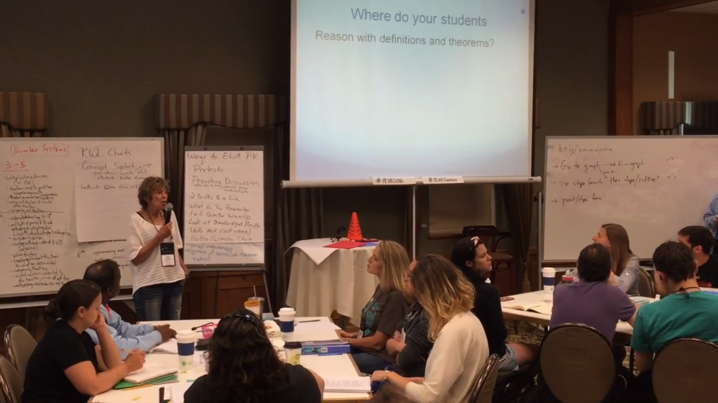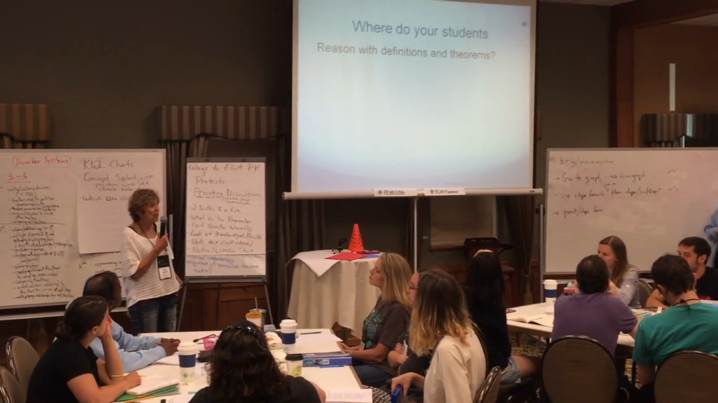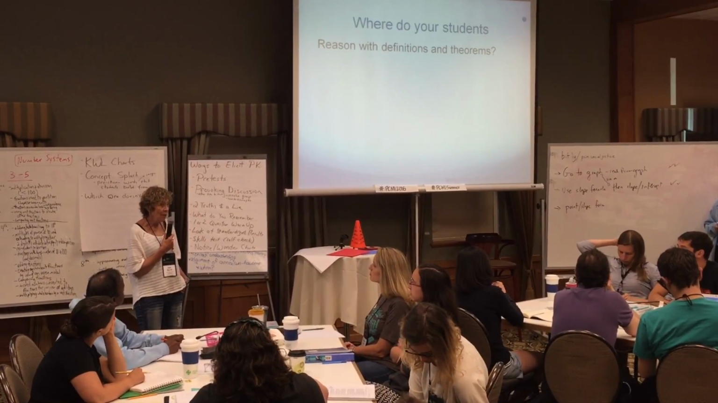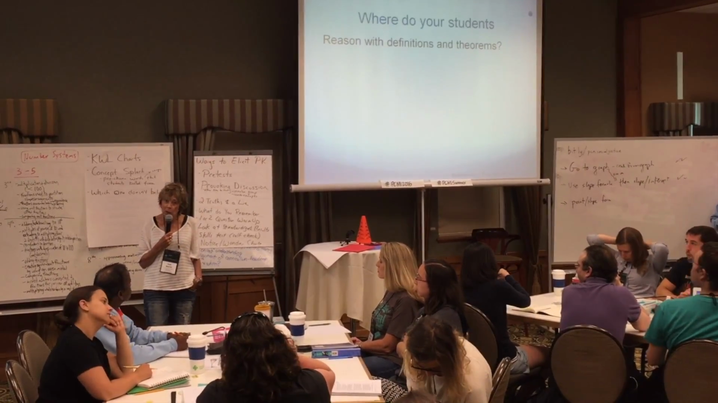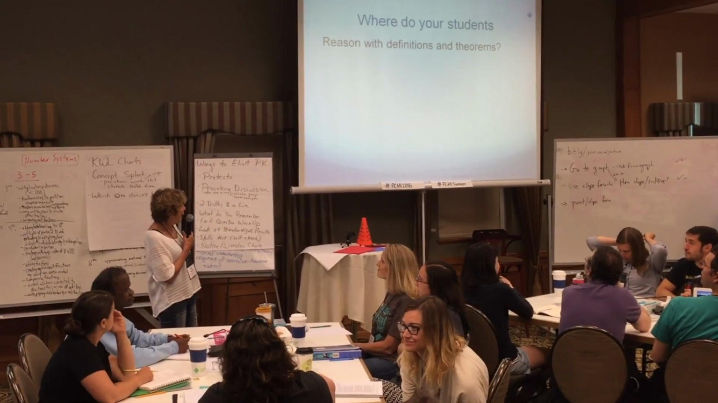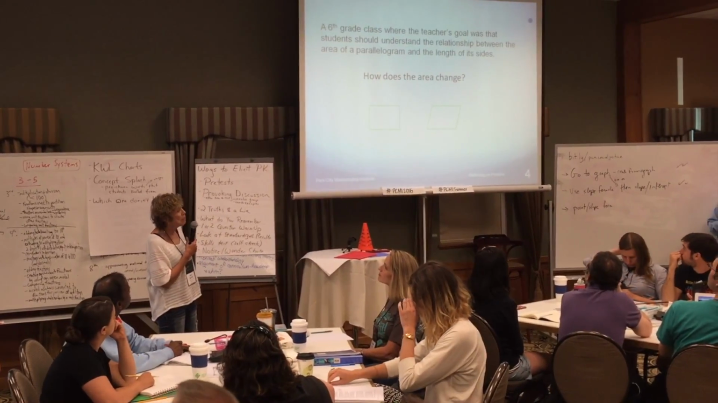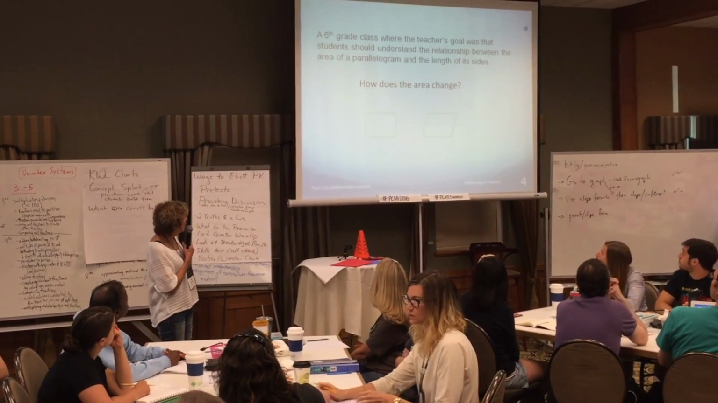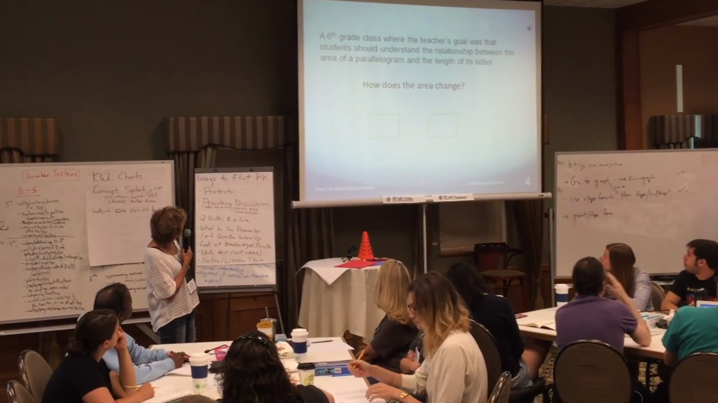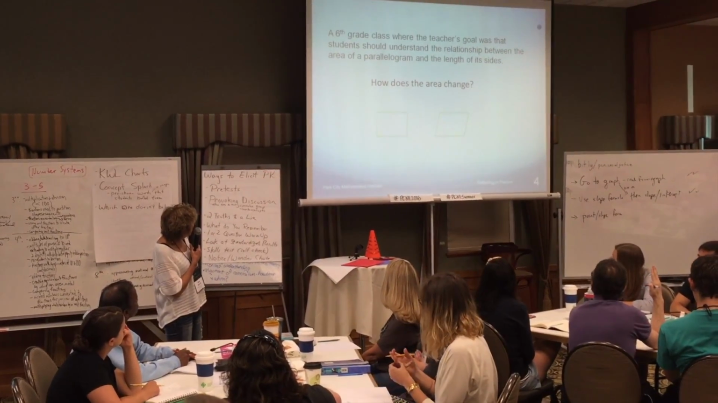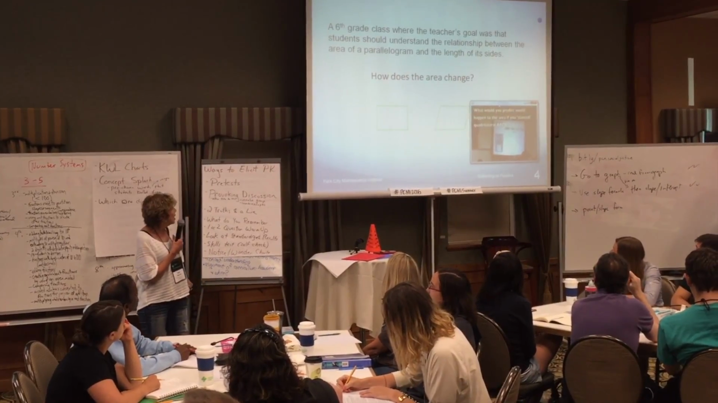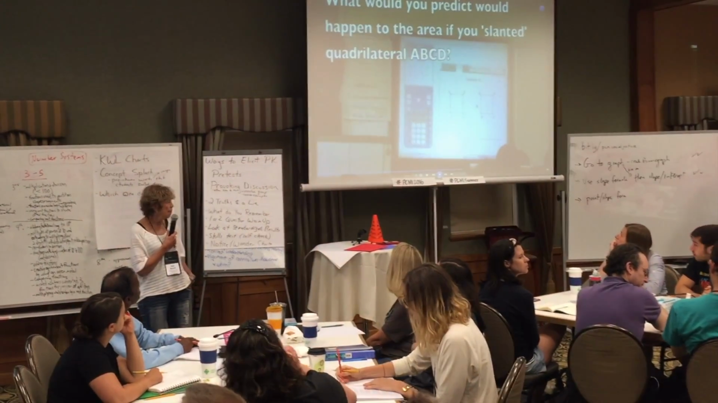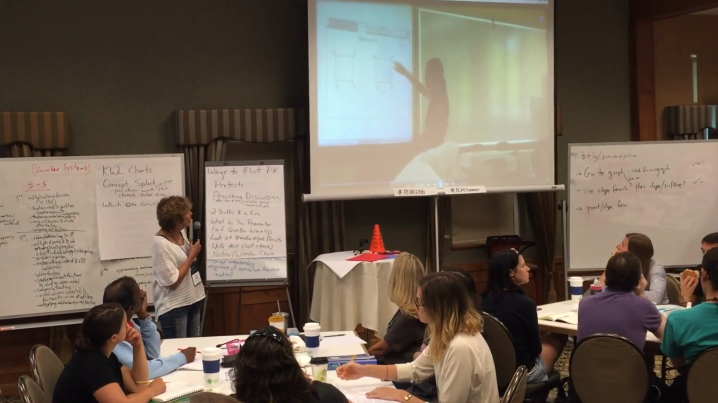And so my first question is, where do your students reason with definitions and theorems? That's something for you to think about. If this were a longer time, I'd have you respond, but I want you to think about that. I want to show you a clip. This was a sixth grade class, and the teacher had given the kids a quadrilateral. It looks kind of like a parallelogram. And the question was, how does the area change if you slant the sides?